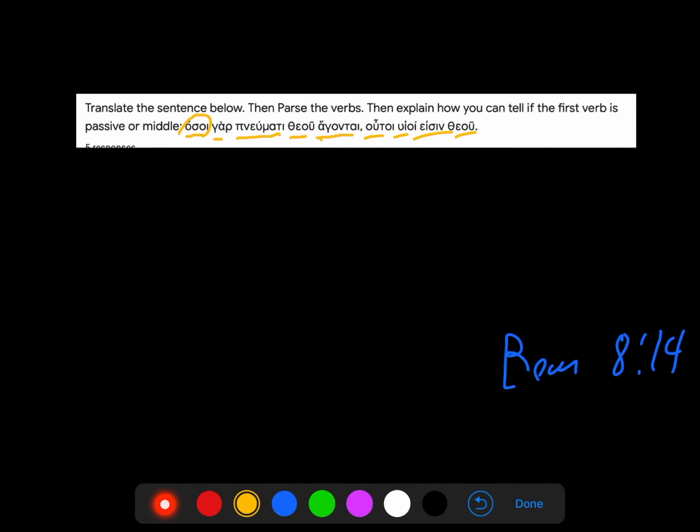Well, first of all, there's this phrase here, which most of you who translated it got it right. You had to look it up in the glossary, and it was there.